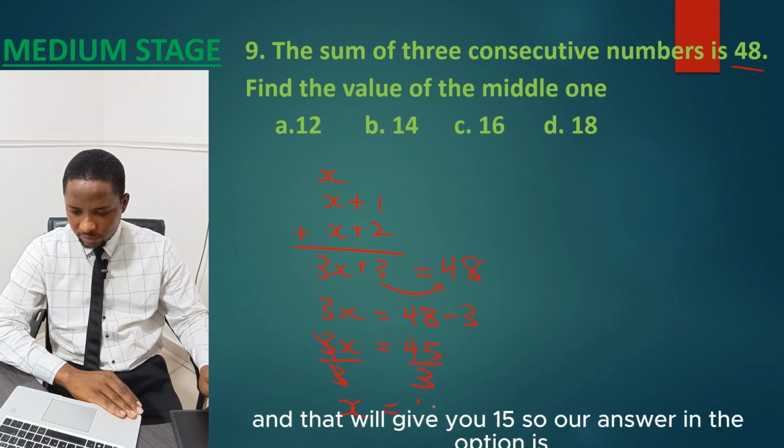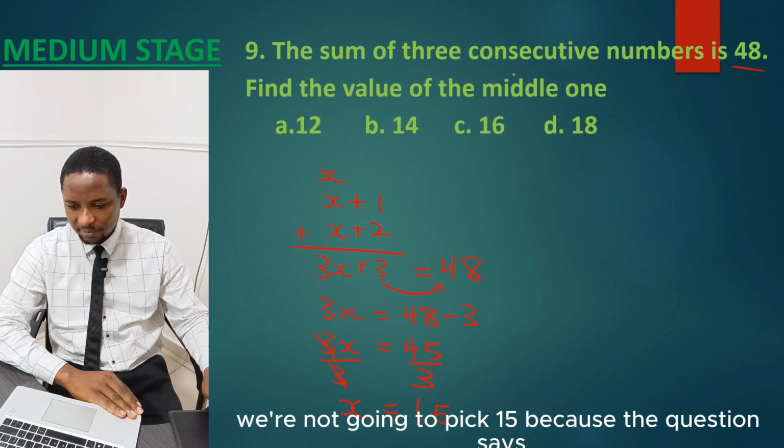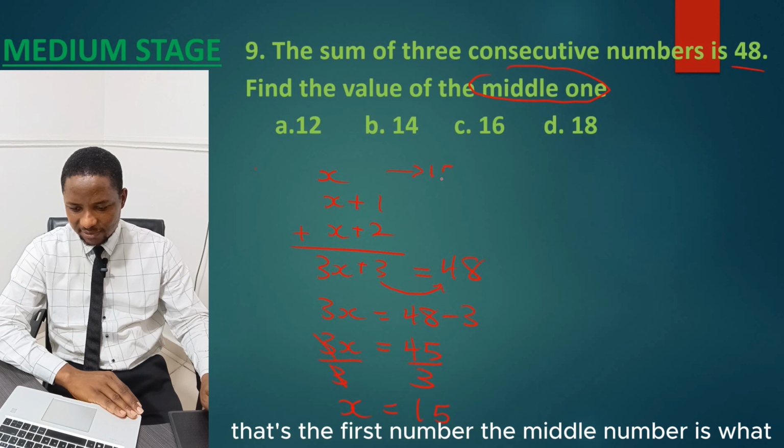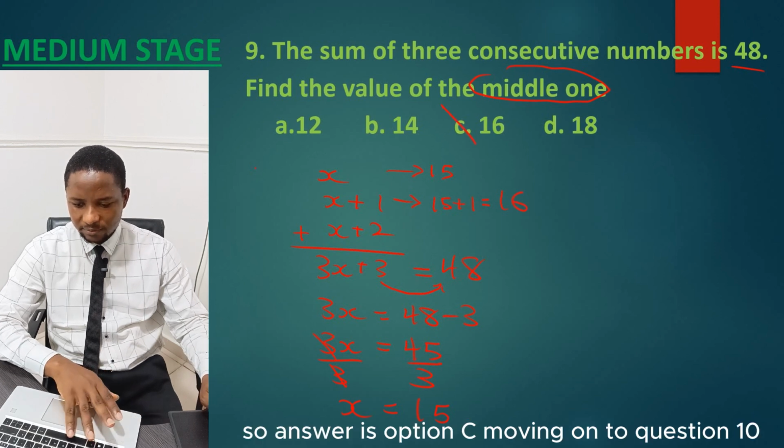And x will give you 15. So our answer in the option is 15, but we're not going to pick 15 because the question said find the middle number. So this is the middle number. This is the 15. That's the first number. The middle number is what? 15 plus 1, and that will give you 16. So our answer is option C.